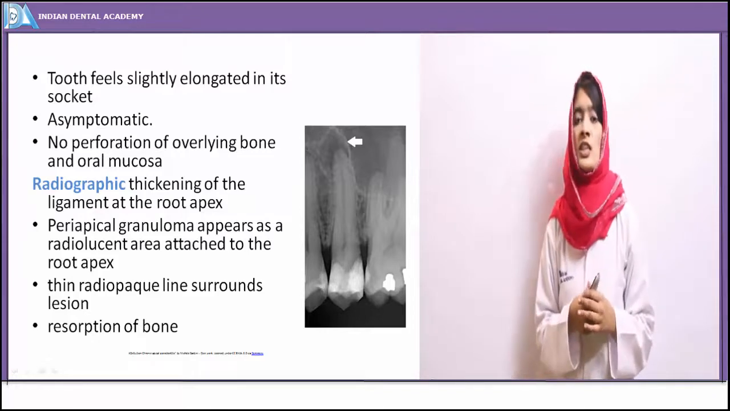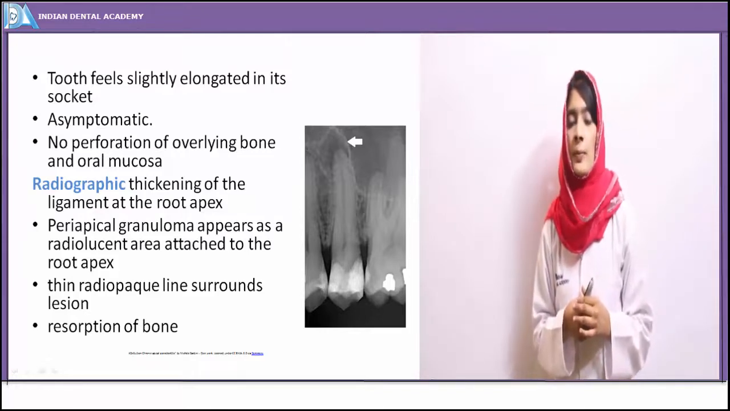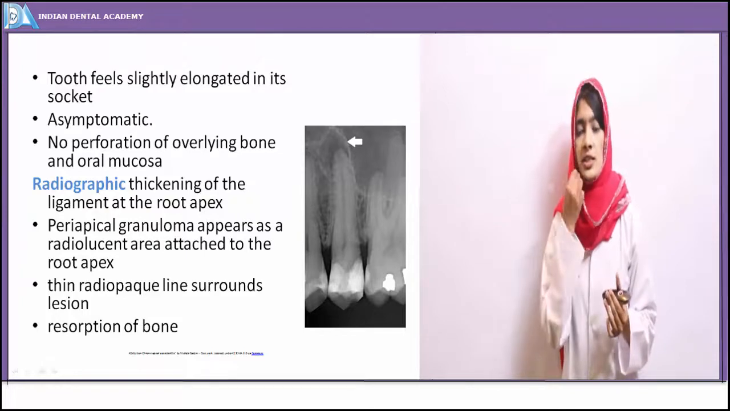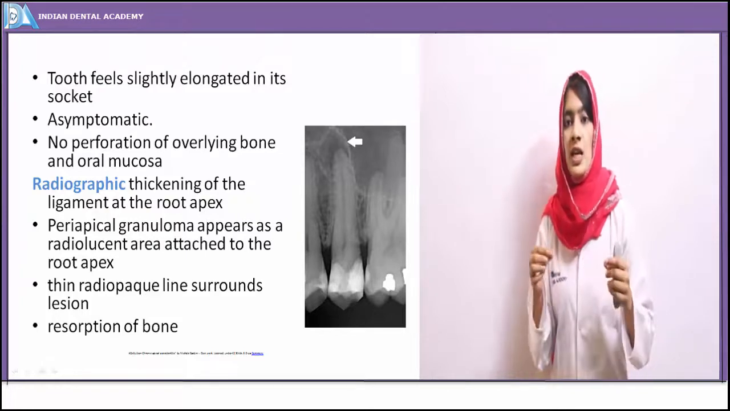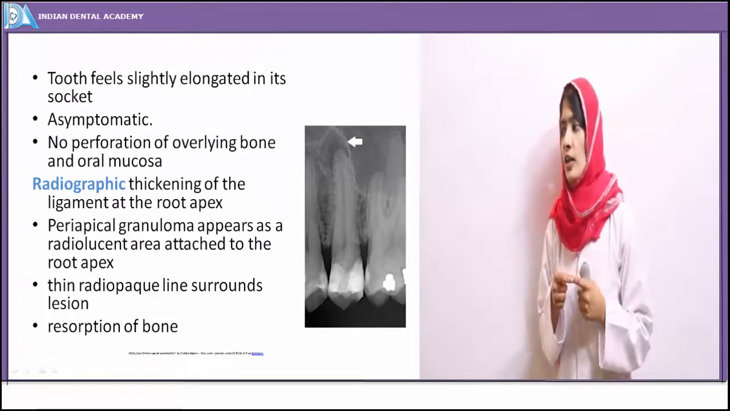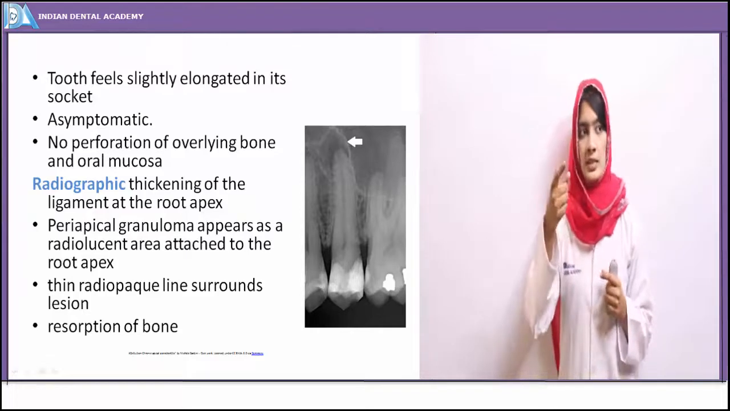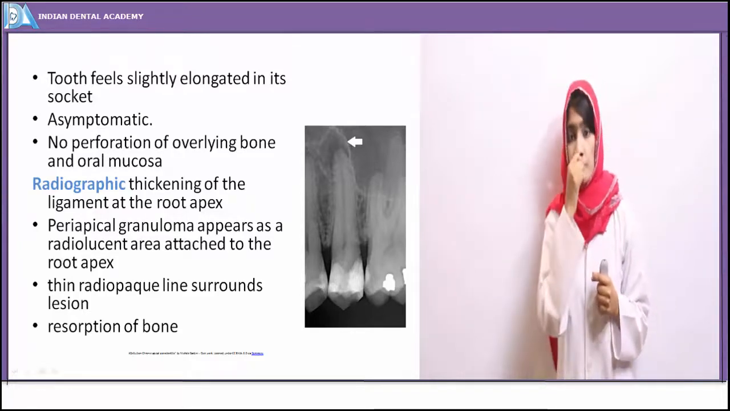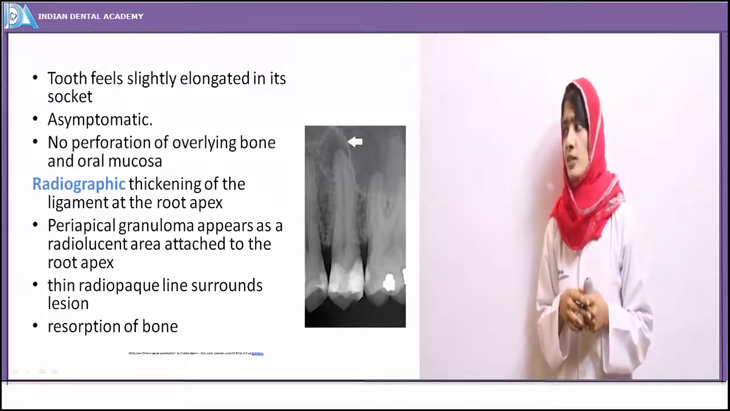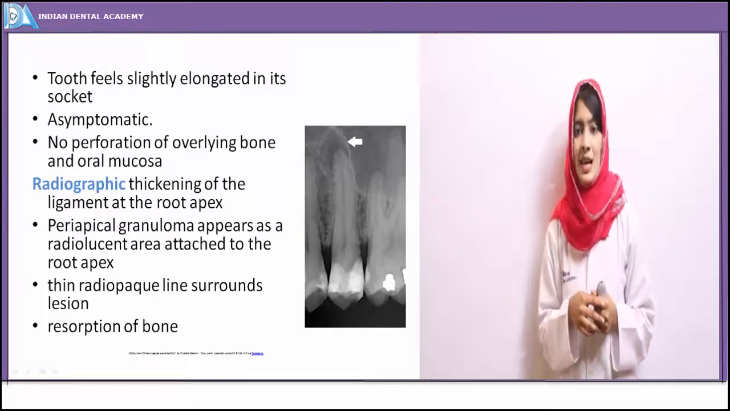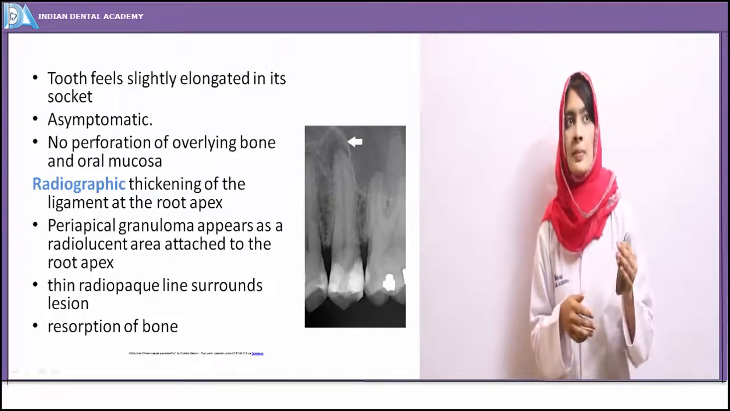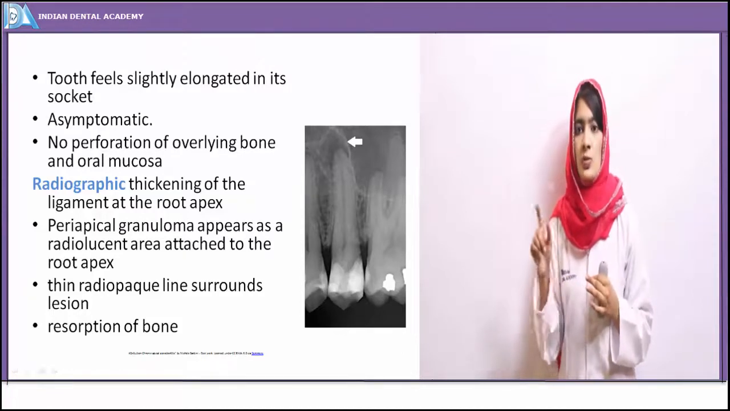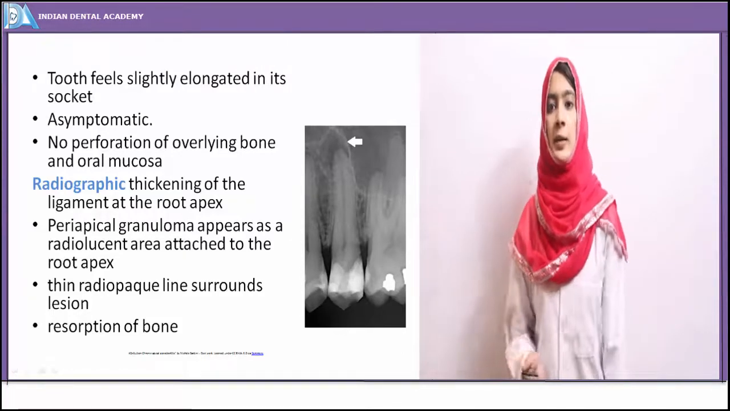So when you see the radiographic picture of chronic apical periodontitis, initially you see that the periodontal ligament becomes thickened. There is thickening of the periodontal ligament. Along with that, as I told you, periapical granuloma appears as a radiolucent area attached to the root apex. A thin radiopaque lesion surrounds the bone, and as the infection progresses, there is resorption of bone. So that's about chronic apical periodontitis.